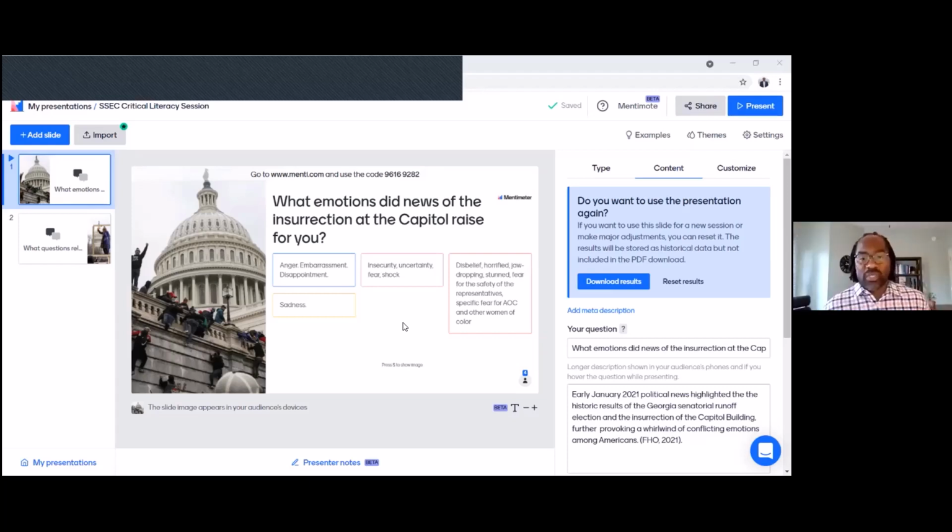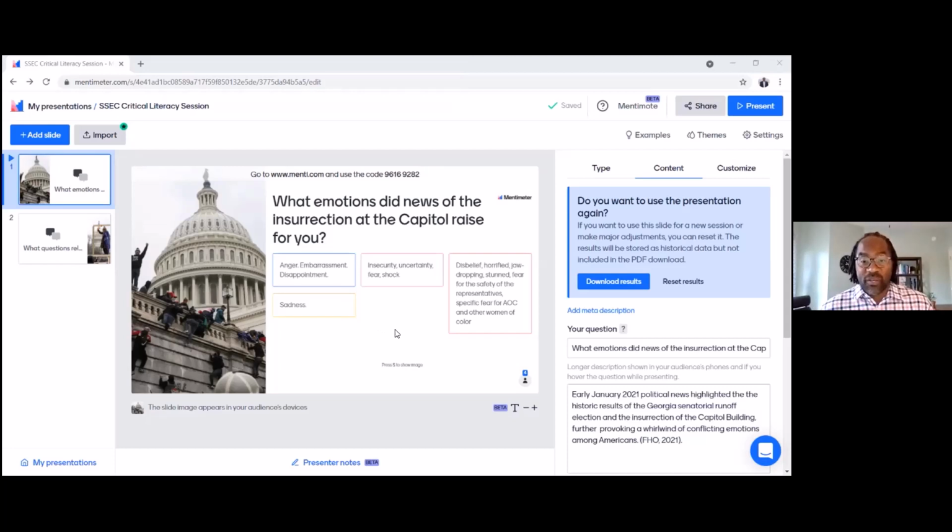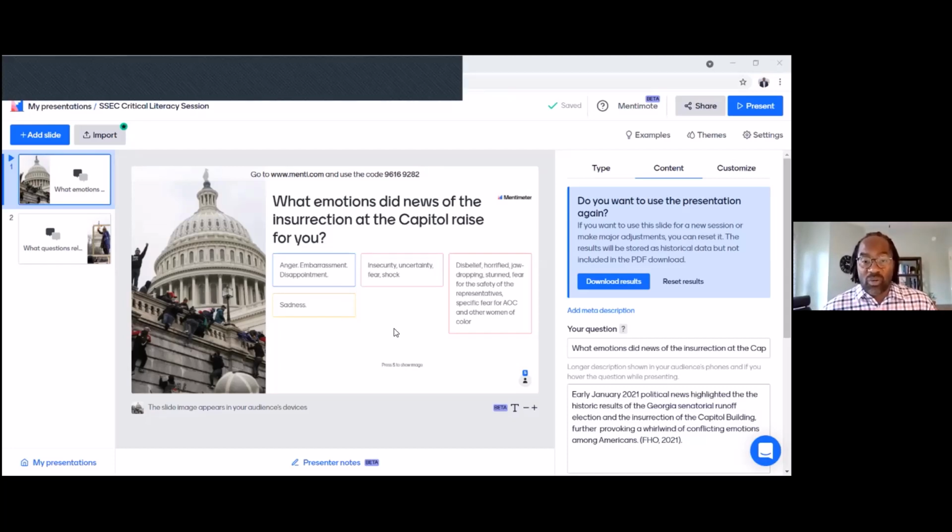Another response was disbelief, horrified, jaw-dropping, stunned, fear for the safety of representatives, specific fear for Ocasio-Cortez and the other women of color. It was very sad. Second day of infamy. Kind of reminded me of 9/11. You almost look and you're like, is this real?